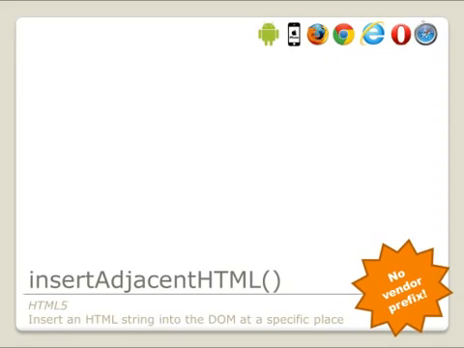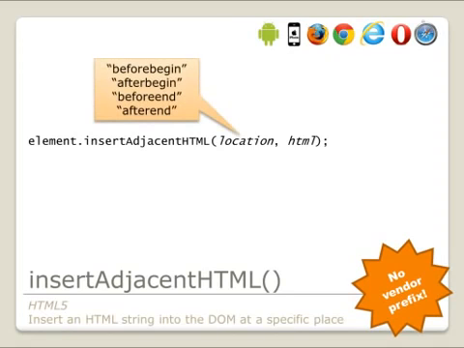Insert adjacent HTML is another DOM extension. This is defined in HTML5. And this inserts an HTML string into the DOM at a specific place. You can think of it as inner HTML plus a location, because it takes an HTML string and parses it into a DOM before inserting it into the DOM itself. Once again, very well supported across all browsers. You don't need a vendor prefix to use it. And the syntax looks like this. The first argument is the location where you want to insert the HTML, and the second is the HTML itself. So the location is a string, which can be beforebegin, afterbegin, beforeend, or afterend. And the HTML, of course, is just any valid HTML string.